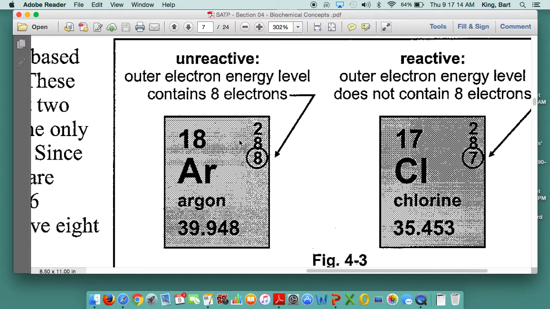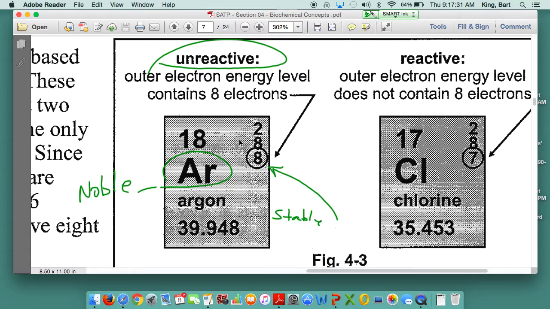All right, here are some bigger elements. Looking at argon. Argon is a noble gas. It's located on the far right column of the periodic table. It has 8 valence electrons. It is stable. It is not reactive. It's not going to react with anything else because it doesn't need to. It's got everything it needs. So it's going to stay alone.